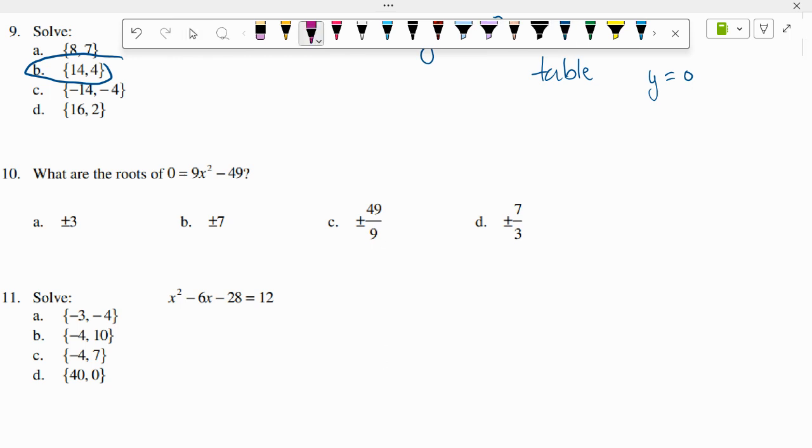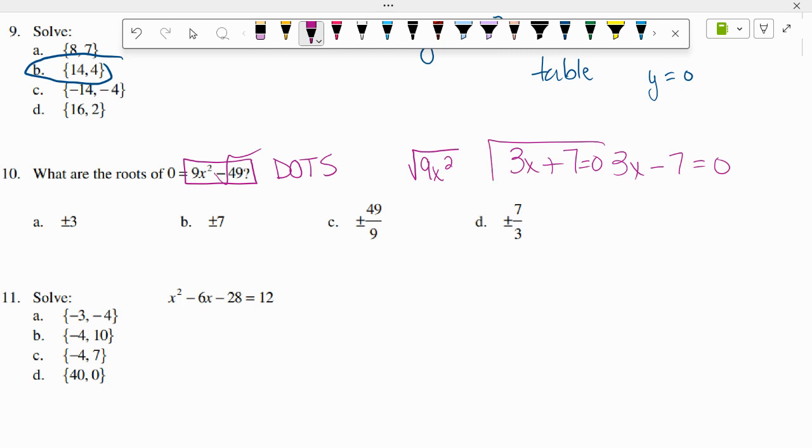You should also be able to factor this. What is this an example of? Yeah, difference of two squares. What is the square root of 9x squared? 3x. What is the square root of 49? So I have a 3x plus 7 and a 3x minus 7 equals 0. Well, if 3x plus 7 equals 0, and I subtract 7 and divide by 3, x equals negative 7/3. Or I could add 7 and divide by 3, x equals positive 7/3. So the answer you're looking for is plus or minus 7/3.